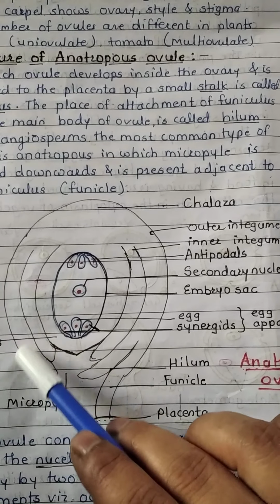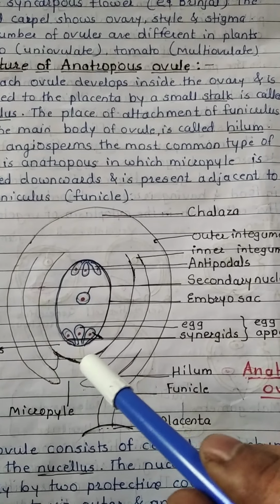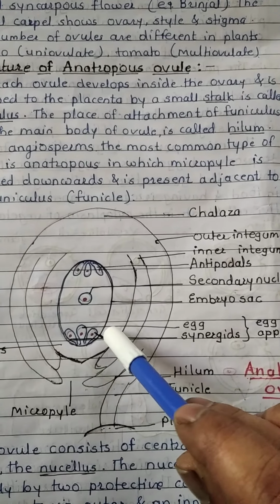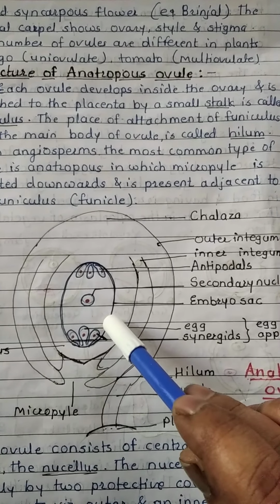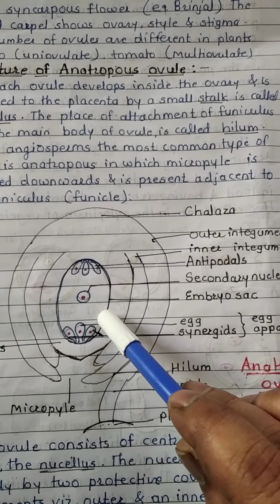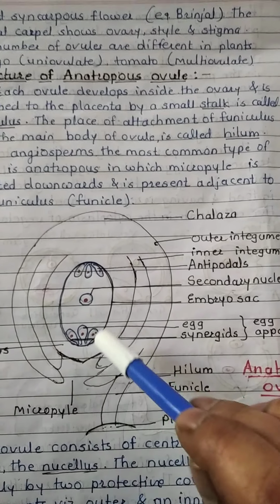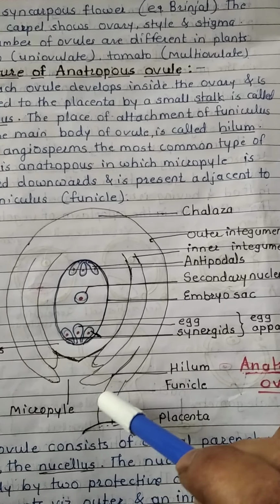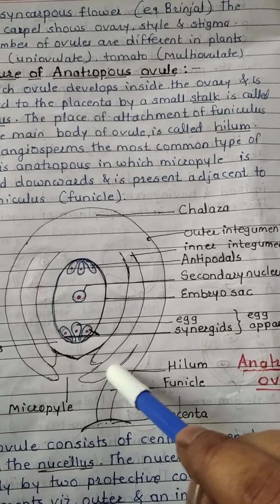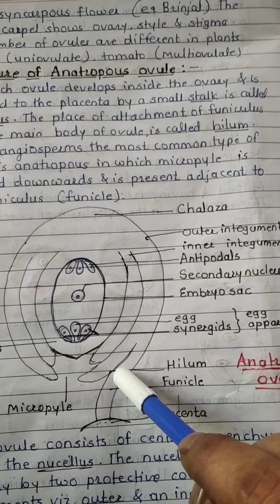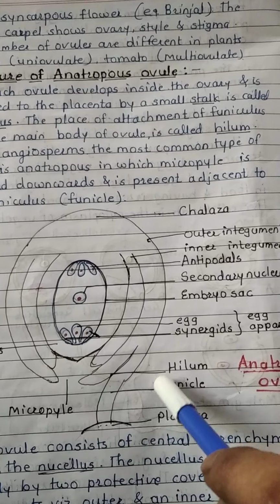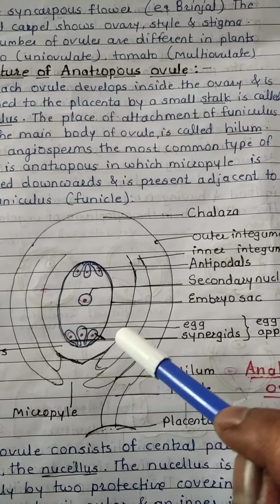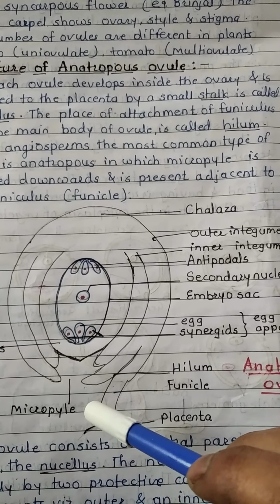This is the structure of the Anatropous ovule, which contains the main body with two integuments and a centrally placed nucellus which develops the embryo sac or female gametophyte structure, and the stalk which is called the funicle or funiculus. The main body attaches to the stalk at a certain point called the hilum. This is the total Anatropous ovule structure which is present in the majority of angiospermic plants.